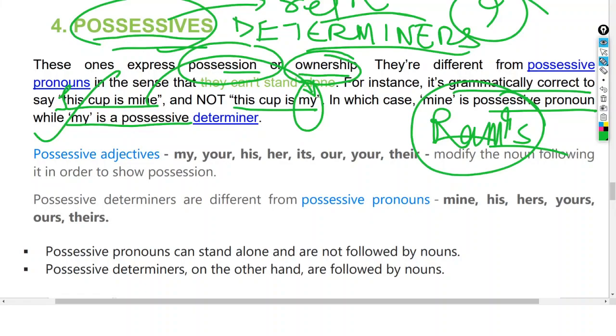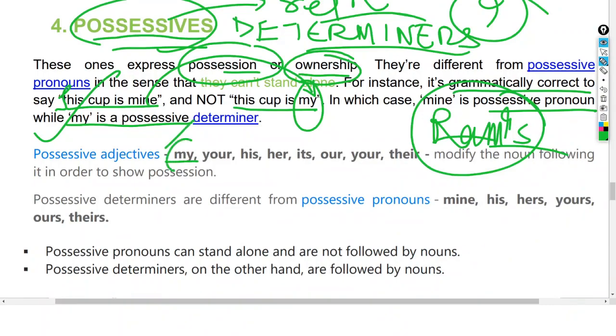This is my house. Alright. But you cannot say 'this house is my'. So in that case, you will have to use the possessive pronoun. Let us see, possessive adjectives like my, your, his, her, its, our, their modify the noun following them in order to show possession.